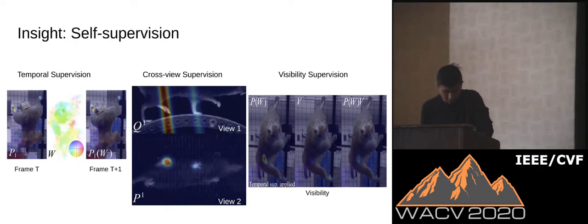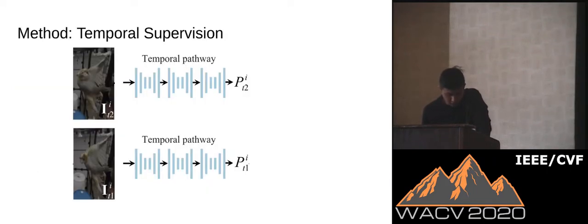So our approach includes three kinds of novel supervision. In temporal supervision, the track detection from frame T is utilized as supervision for frame T plus 1. And in cross-field supervision, we utilize the rule that detections from two different fields should coincide on the same epipolar line. And to avoid using drifted and occluded detections in temporal supervision, we include a visibility supervision to make temporal supervision effective.